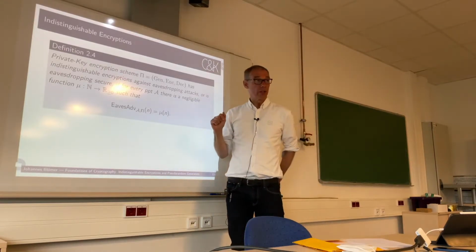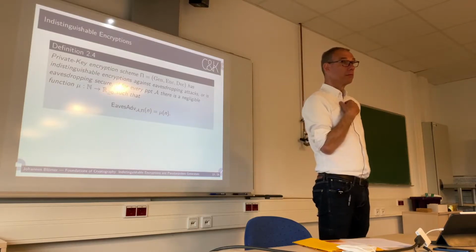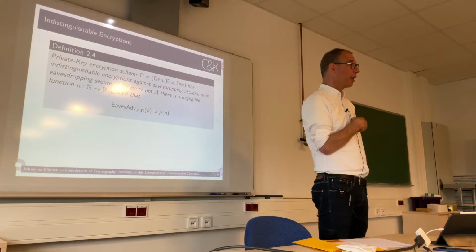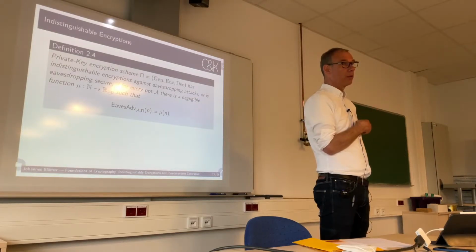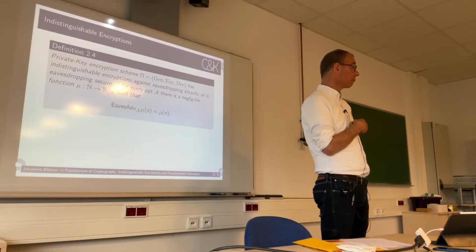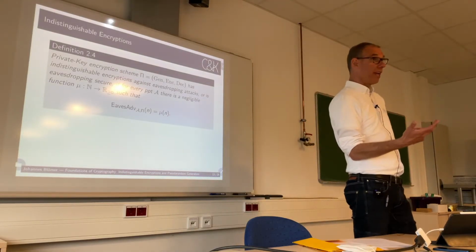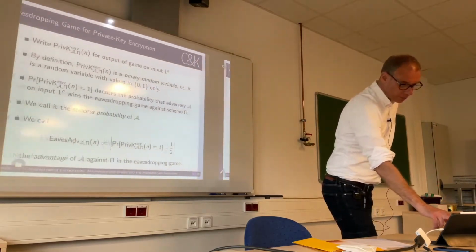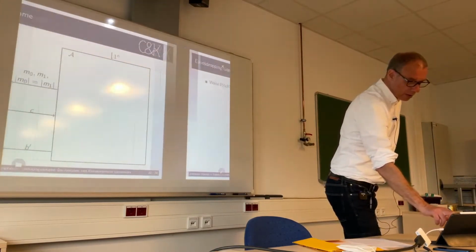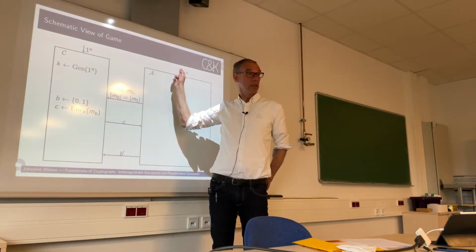Probabilistic polynomial time adversary, polynomial time in what? What's the input to A? Which input, which parameter do we measure the running time? Yeah, n. That's the only input that it gets at the start of the game. If you look here, that's the only input that it gets at the start of the game, 1 to the n.